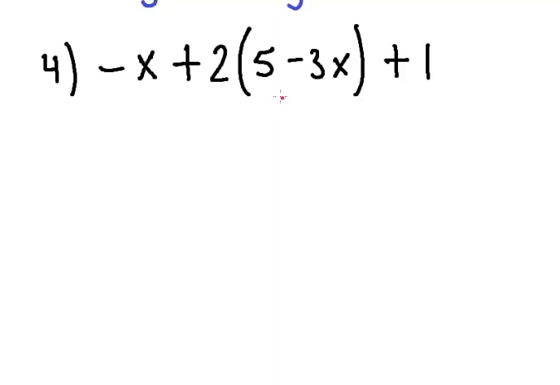according to PEMDAS, we should work the parentheses first. If you remember, PEMDAS says parentheses first. Once we're done with parentheses, exponents, which we don't have any, then multiplication, right? So we're going to follow that order. What about the parentheses? 5 minus 3x.